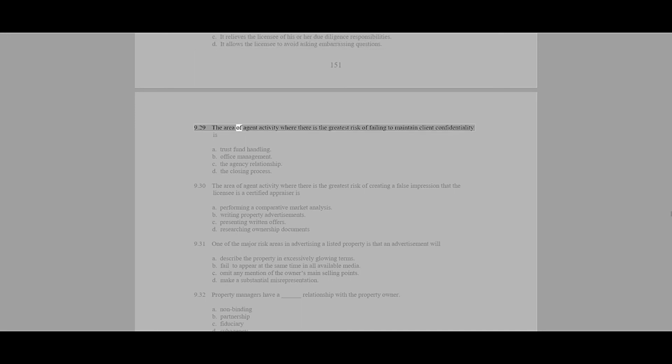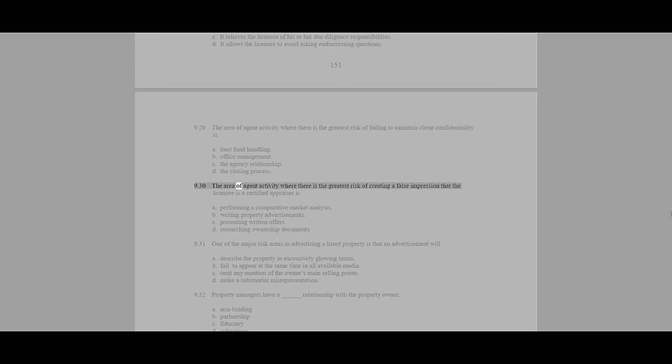9.29 The area of agent activity where there is the greatest risk of failing to maintain client confidentiality is A. Trust fund handling. B. Office management. C. The agency relationship. D. The closing process.